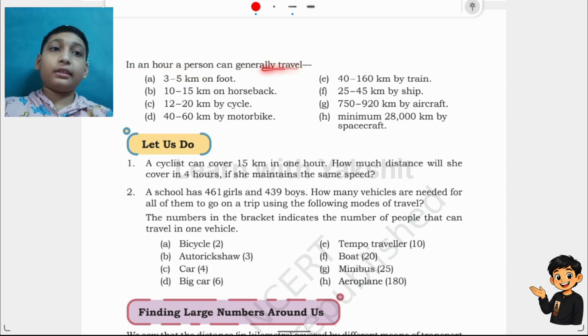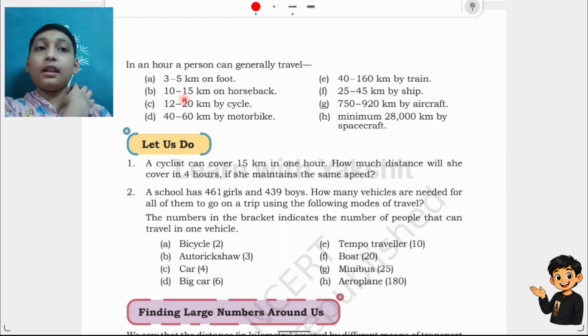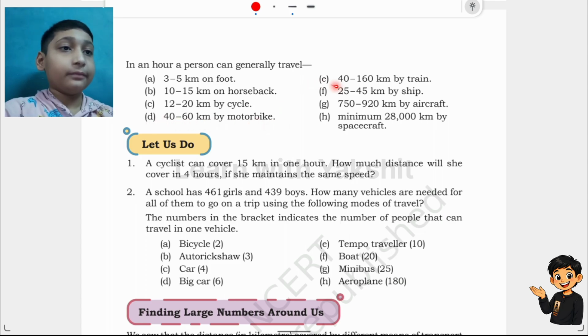Now, in an hour, a person can generally travel 3 to 5 kilometers on foot, B. 10 to 15 kilometers on horseback, C. 12 to 20 kilometers by cycle, D. 40 to 60 by motorbike, E. 40 to 60, 160 kilometers by train, F. 25 to 45 kilometers by ship.